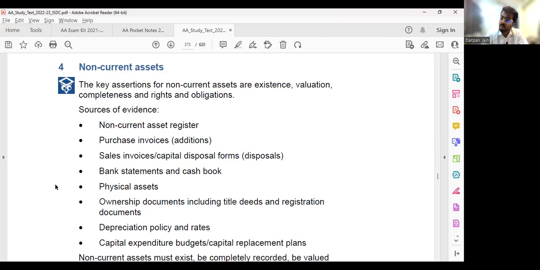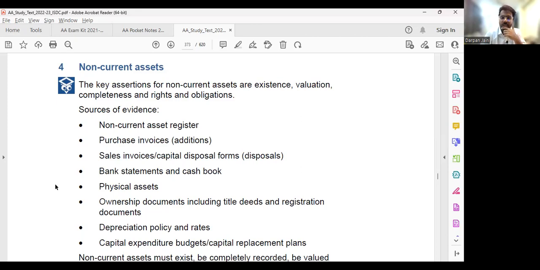Correct? And their location, as to where they are located. Is that asset at the factory? If it is at the factory, which factory? If the company has multiple factories, which factory is that particular fixed asset located at? Or is it in an office building? Right? So the location of the fixed asset will also be mentioned in that non-current asset register. So that's a source of evidence.